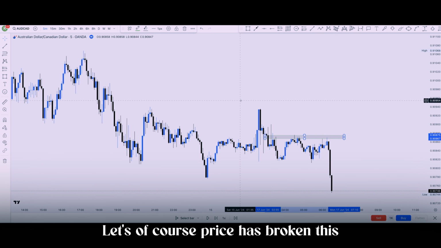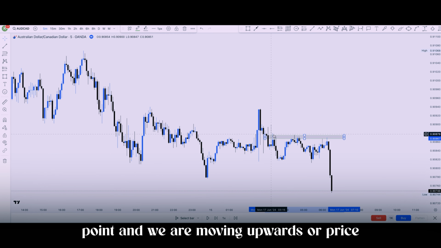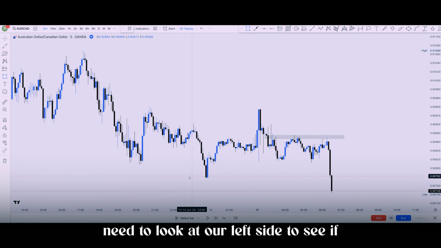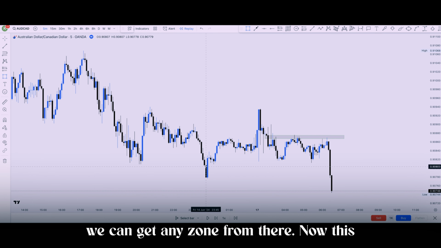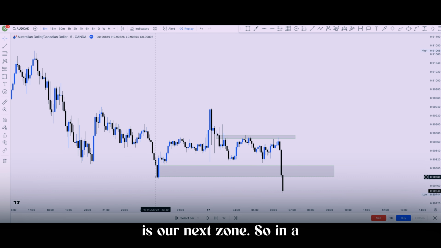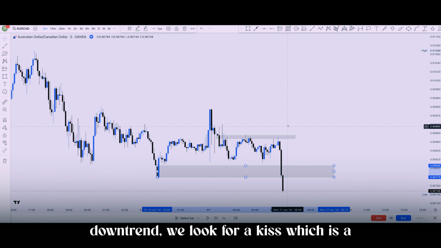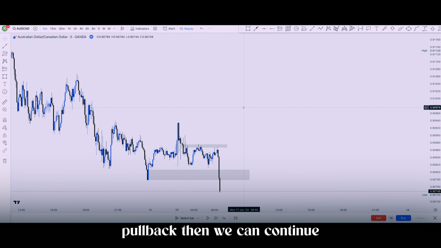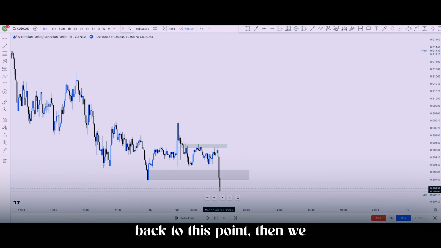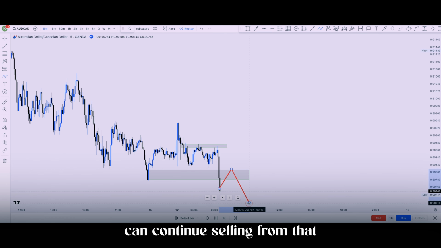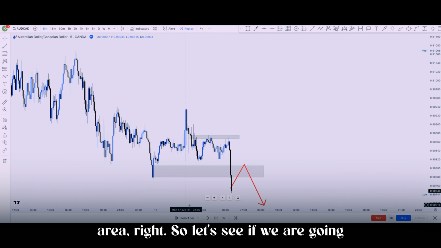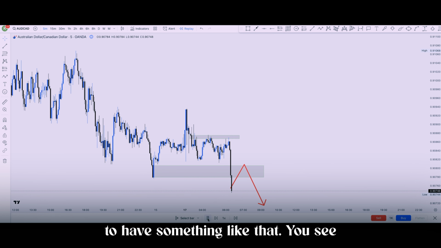Unless of course price has broken this point and we are moving upwards, or price has broken this point, then we are moving backwards. But apart from that, we also need to look at our left side to see if we can get any zone from there. Now this is our next zone. So in a downtrend, we look for a kiss, which is a pullback, then we can continue selling. So we should be expecting price to come back to this point, then we can continue selling from that area, right? So let's see if we are going to have something like that.